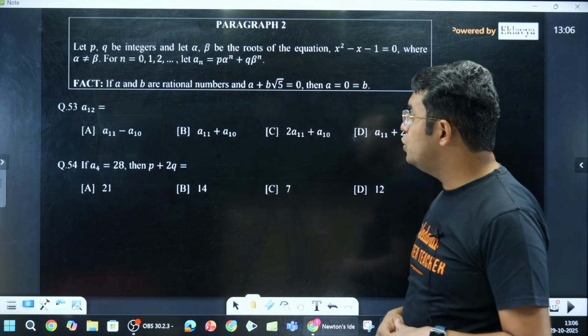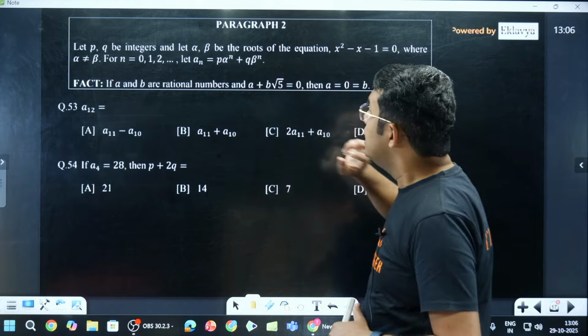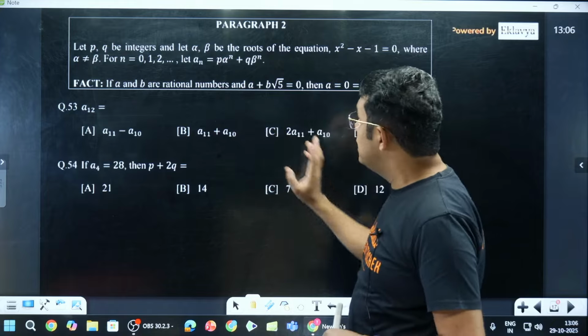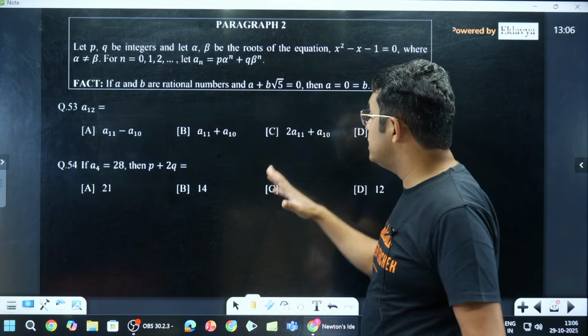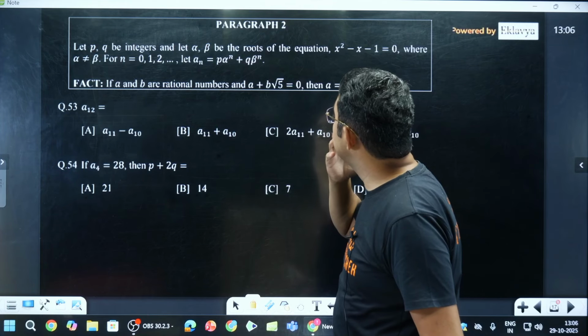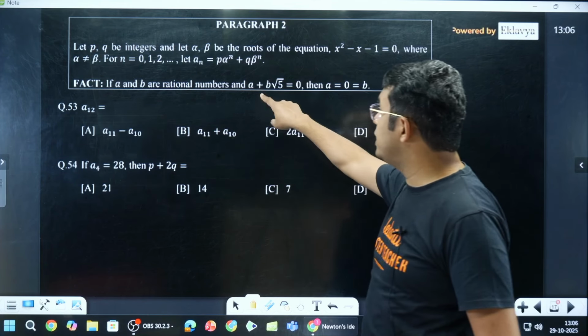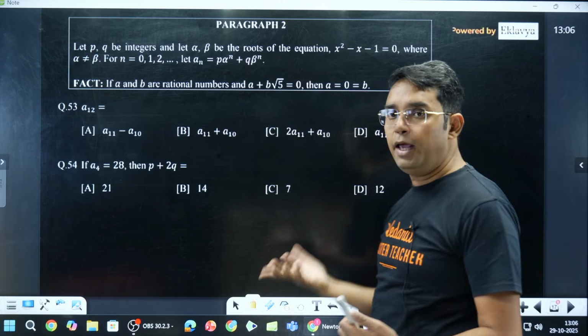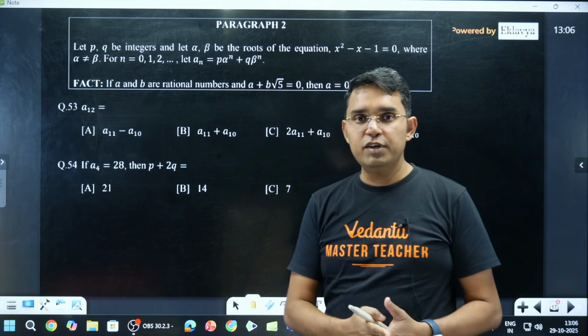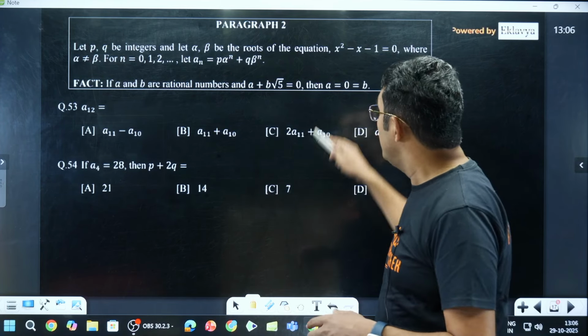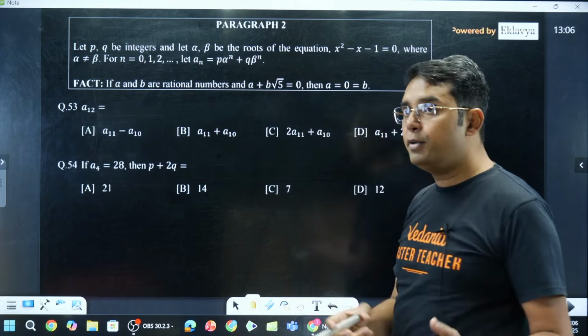Now we have to find the second part: A4 is equal to 28 and we have to find P plus 2Q. They have also mentioned a few things, that P and Q are integers, and they have given a fact that if A and B are rational numbers and you have A plus B root 5 is equal to 0, then A is equal to 0 and B is equal to 0. You can see that this is very obvious. I think you do it in 10th standard also, but they have mentioned it here so that there is no ambiguity.